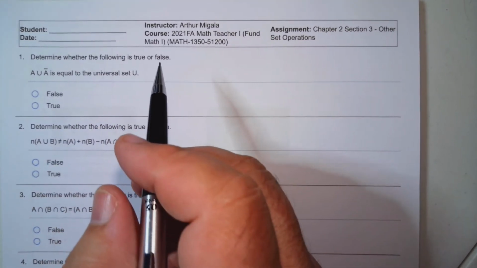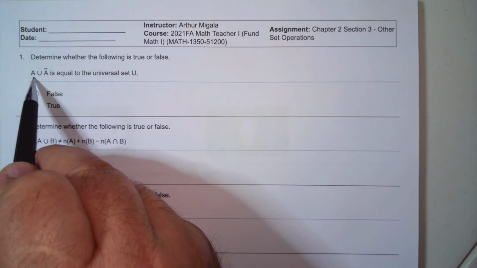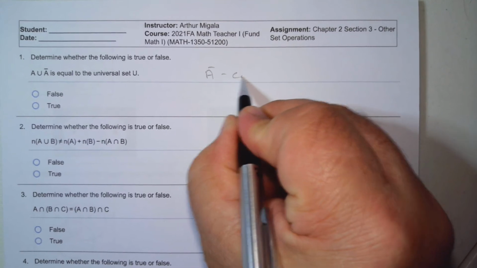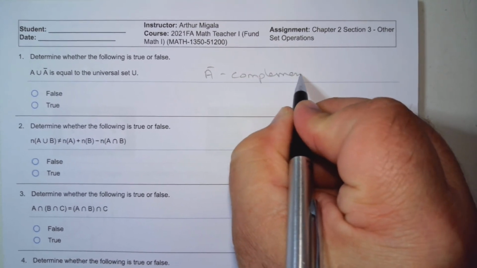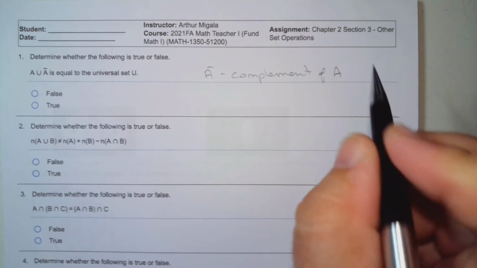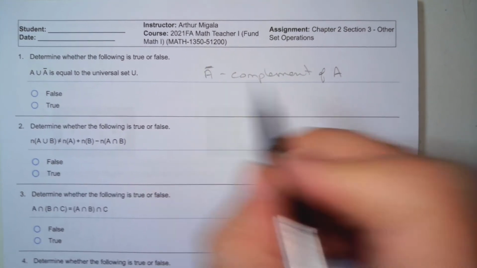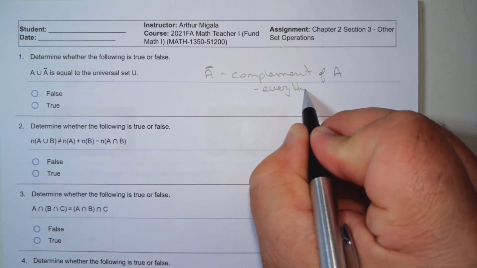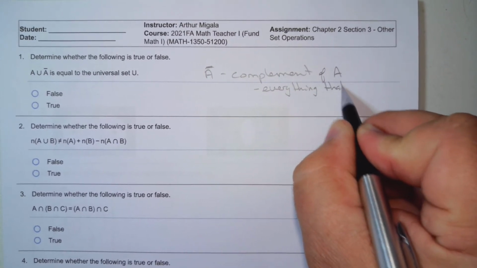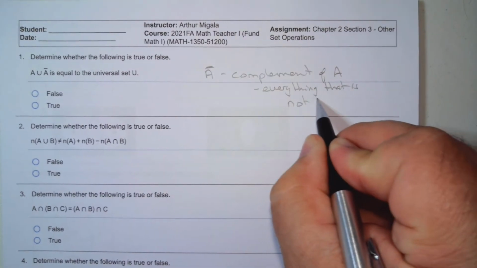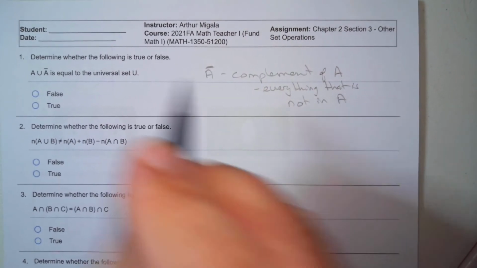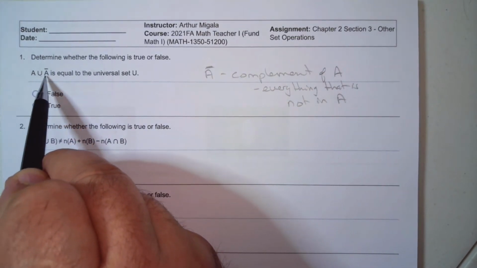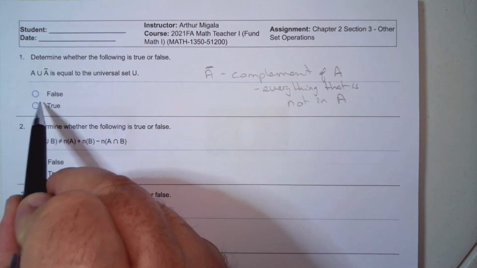Determine whether the following is true or false. A union with the complement. This is called the complement of A, which means that it's everything that's not in A. Everything that is not in set A. So everything that's in A combined, a union, with everything that's not in A is the universe. True.